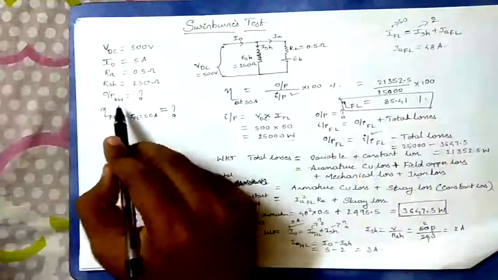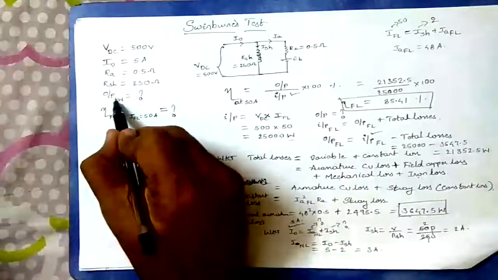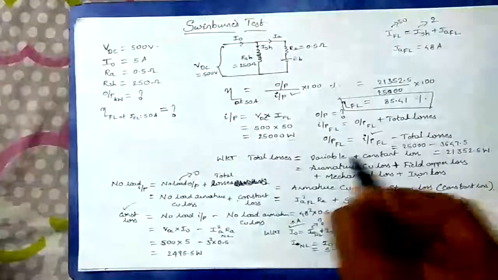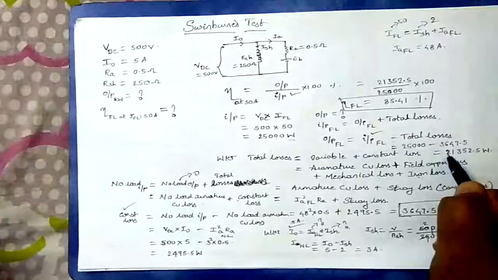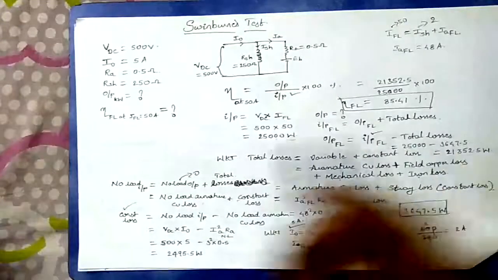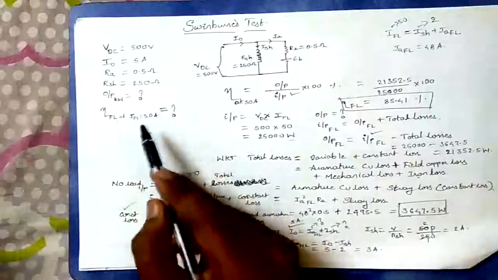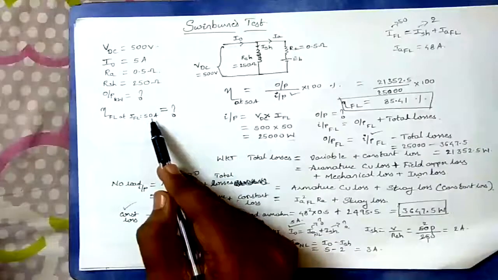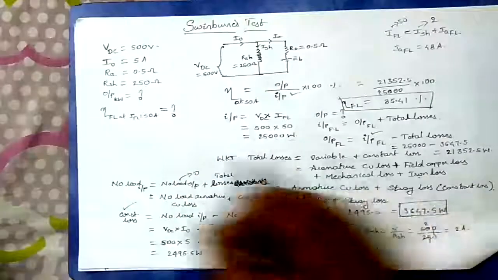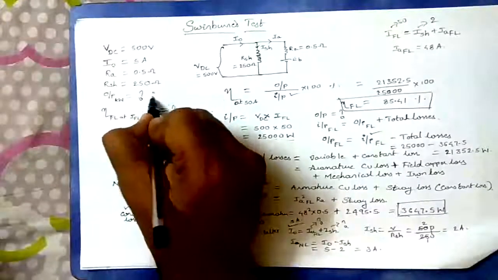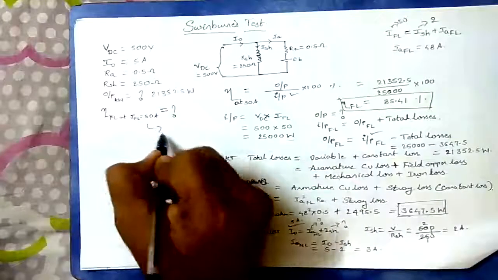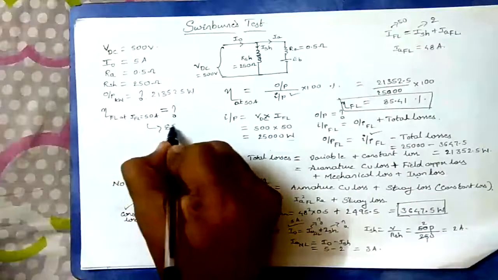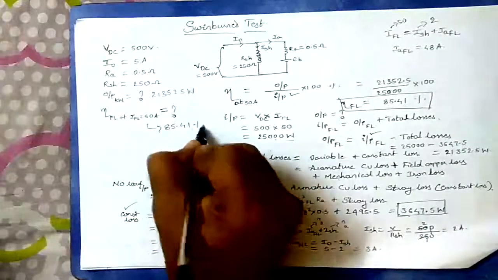One more question was there: what is the output kilowatt? This is the output in terms of kilowatt. That is 21,352.5 is the output when the machine is taking full load current of 50 ampere. This was the question, right? Yes. So the output is 21,352.5 watts, whereas efficiency at full load is 85.41%.